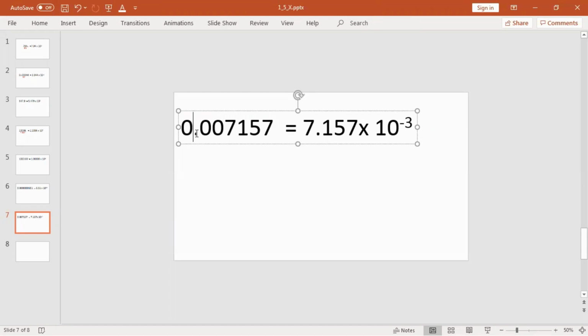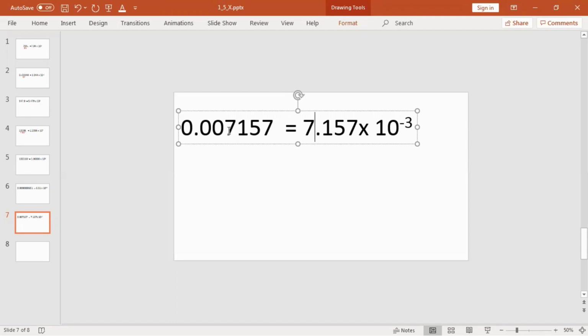To do that, we move the decimal point 1, 2, 3 to the right, and since it's a move to the right, the exponent should be -3. Moving to the right, the exponent has to be negative. The magnitude will be 3 because we had to move the decimal point 3.